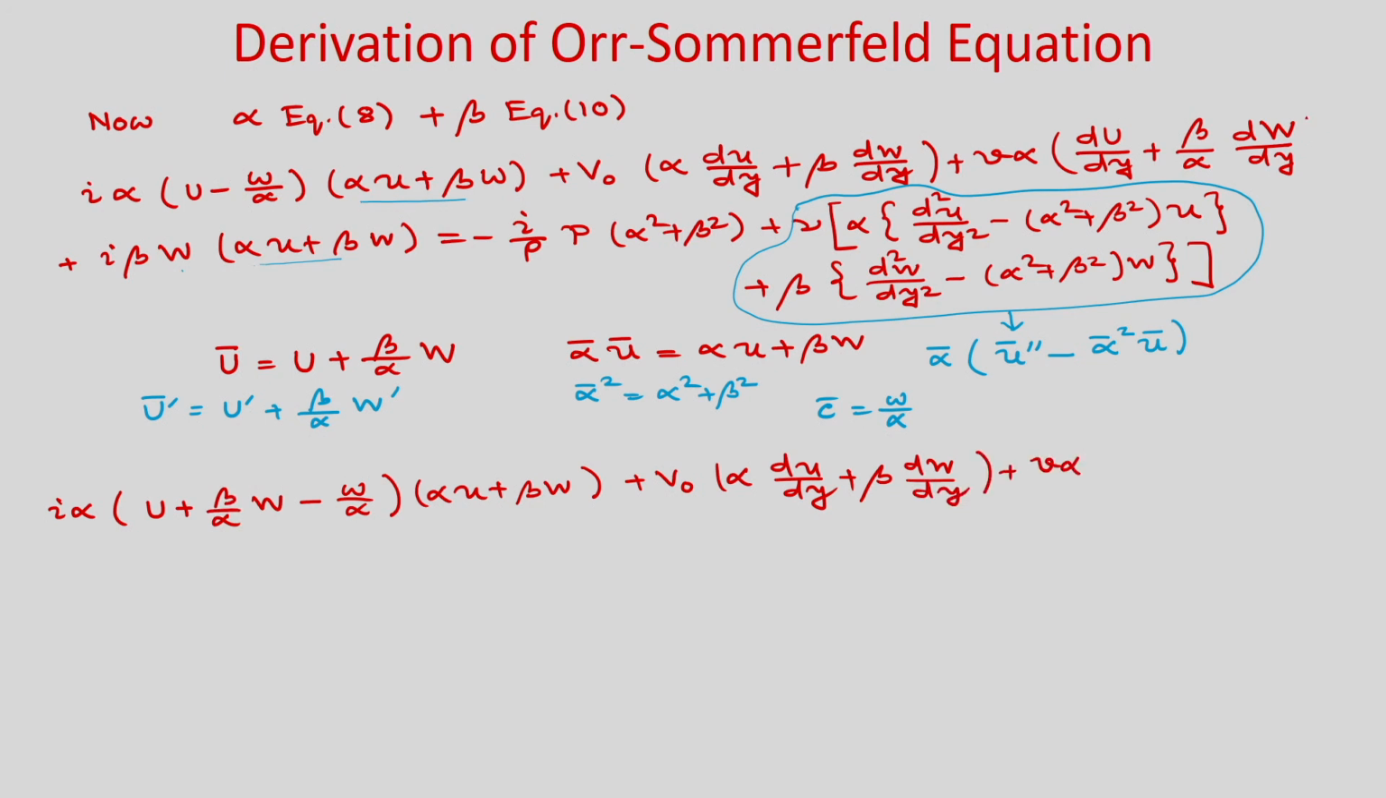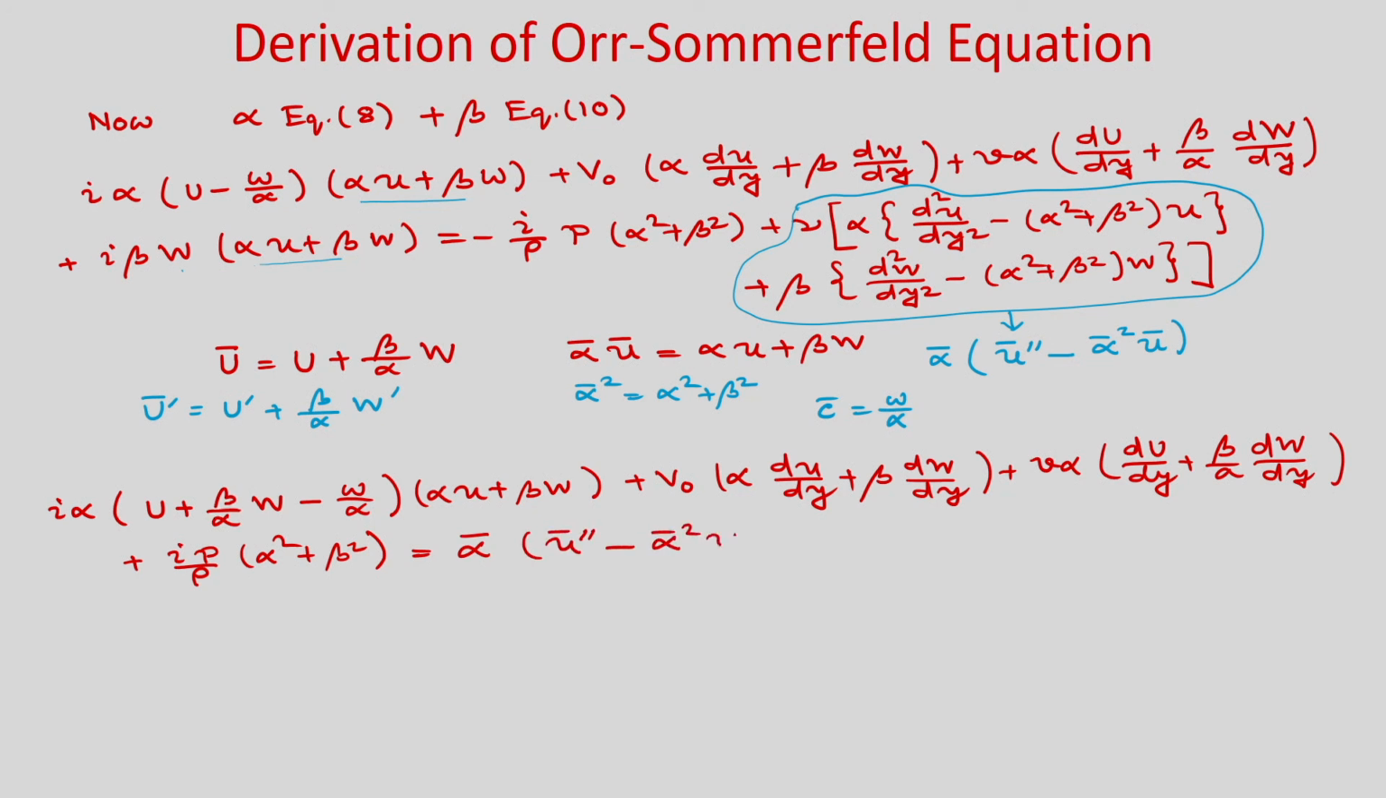So, here you can see that this term we will write du by dy plus beta by alpha dw by dy. Okay. And this term already we have added here, this term will take in the left hand side. So, it will be i p by rho alpha square plus beta square, and this term will be as it is, and we are writing alpha bar u bar double prime minus alpha bar square u bar. Okay. So, now you simplified this term.